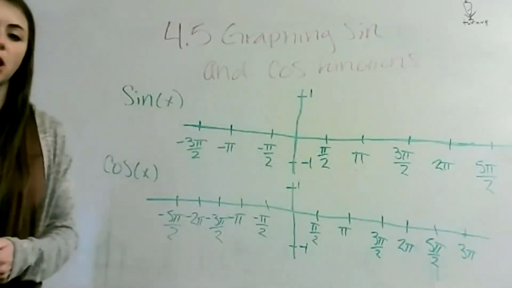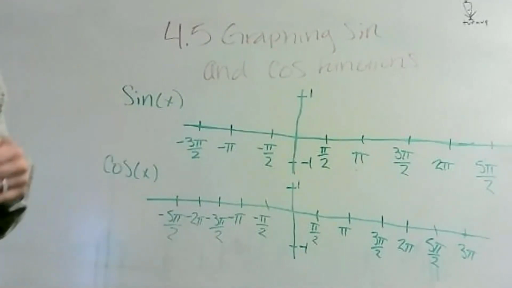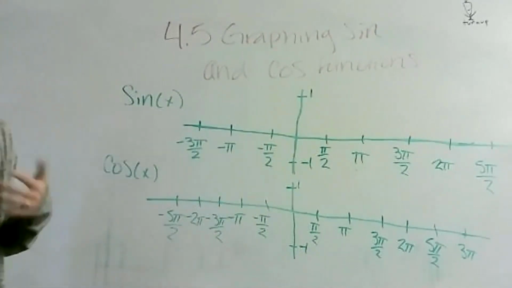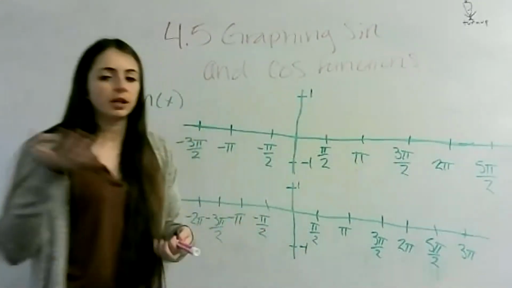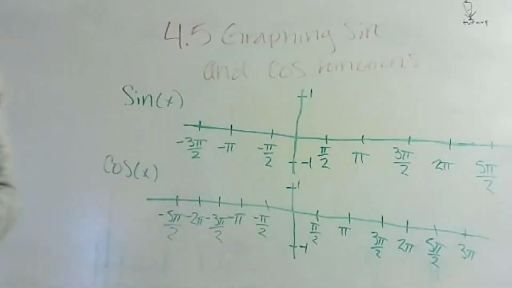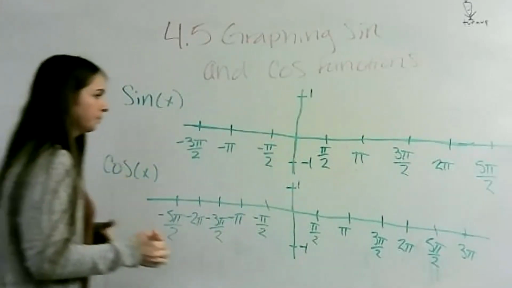So when you try to draw out sine and cosine functions, I typically like to see about 2 periods of that function drawn. Sometimes you're only going to have 1 period, and that's okay. But I'd like to see at least 2. And on the test, I'll pretty much require about 2 periods of that function.